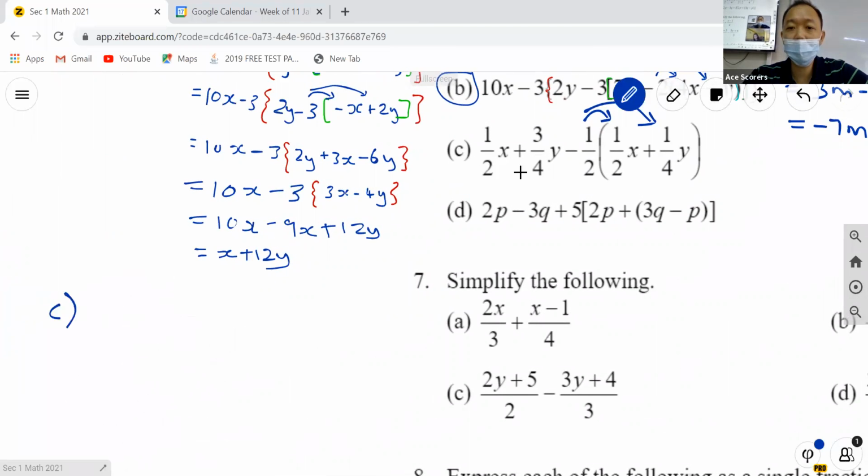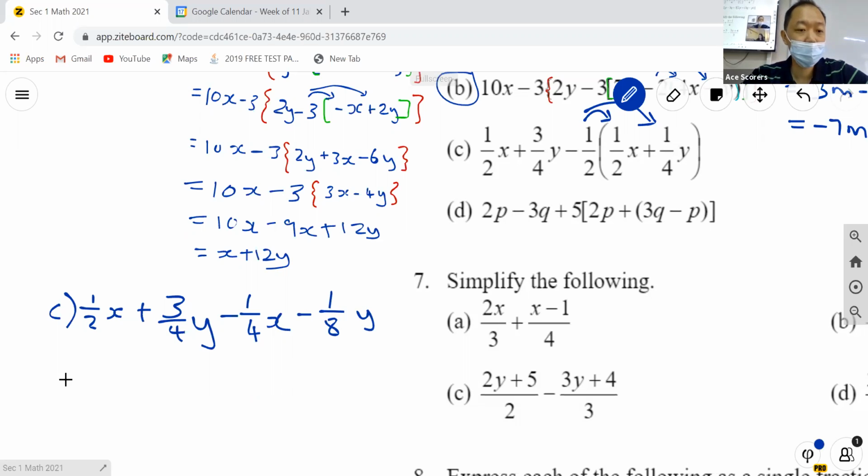So C, you see the first part, there's nothing much to do. Just write half x. Let's continue, your half x plus 3/4 y. Now we do the rainbow. So minus half times half. That's negative half times half, negative 1/4. And after that, negative half times 1/4, negative 1/8y. Okay. Then you got to evaluate.